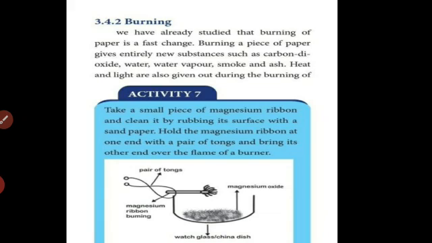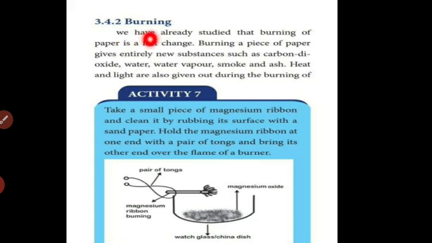I told you already, chemical changes are very important changes in our lives. All the new substances which we use in various fields of our life are produced as a result of a chemical reaction. In this subtopic we completed rusting of iron. Next we are going to discuss 3.4.2 burning.